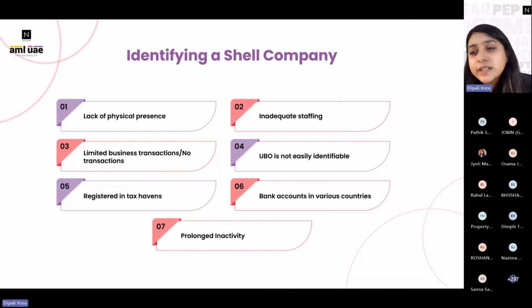UBO identification is a little difficult. There is a possibility that you might find some association of such companies with tax haven countries or high-risk countries. And many shell companies are also formed for some future transaction. So maybe a company was incorporated 10 years ago, but there are no transactions. In such cases, it's advisable to have a risk-based approach and decide whether you want to work with them or not.